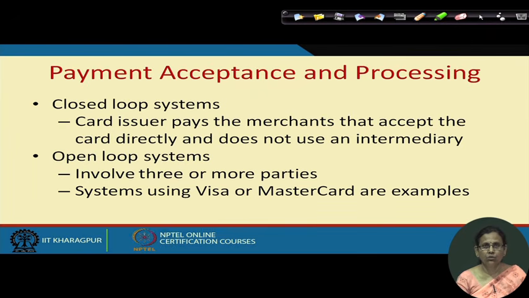Now, let us look at what are the settlement processes. There are certain closed loop systems where the card issuer pays the merchant that accepts the card directly and does not use an intermediary. This happens in the case of American Express etc., where they are not attached to any bank. There are some open loop systems which involve 3 or more parties. For example, your Visa and MasterCard, they are attached to the banks.